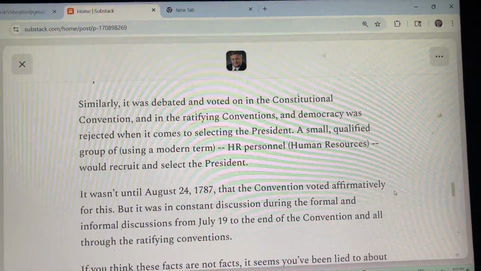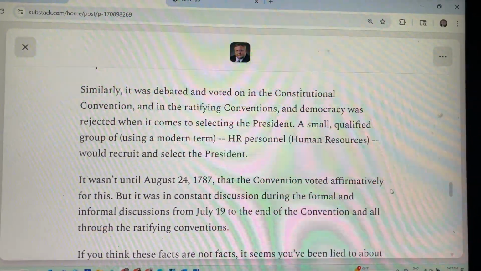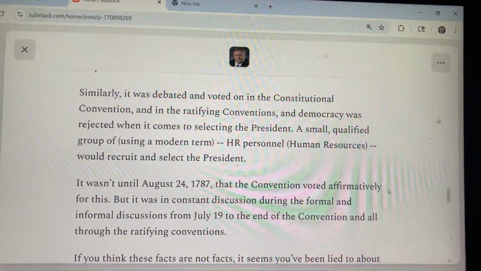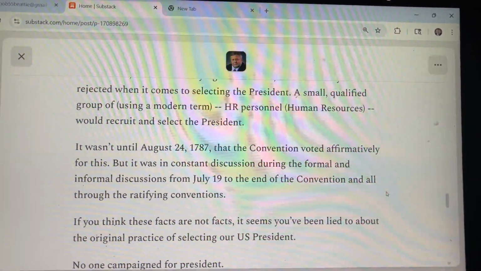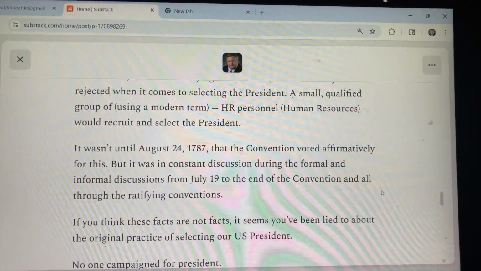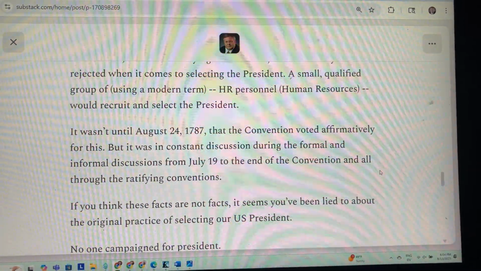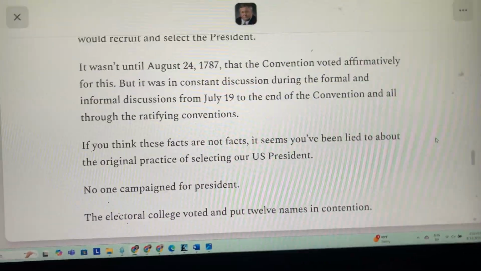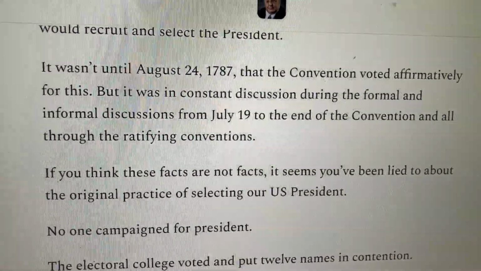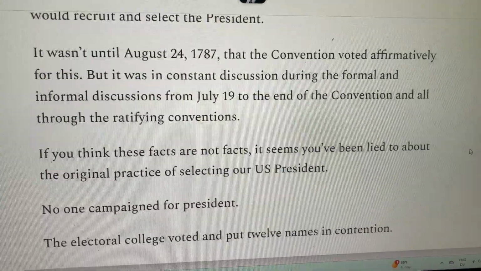You don't want the fans deciding who's going to be commissioner. Similarly, what we have now was actually discussed and rejected in 1787 and in the ratifying conventions. They wanted a small group, specially qualified by either education or experience, to be members of the Electoral College who would recruit and select the president. So, not long before the end of the convention, August 24th, 1787, the convention voted for the Electoral College.